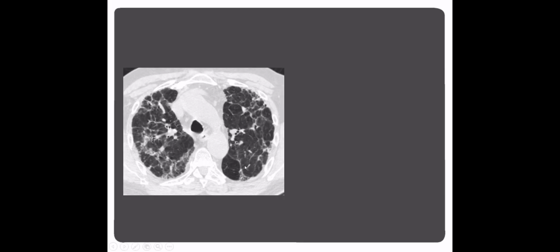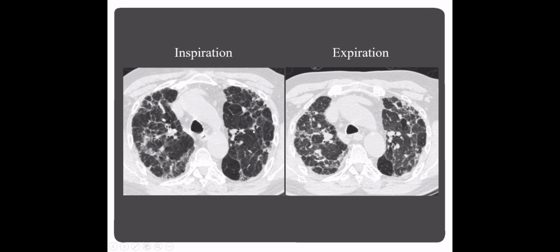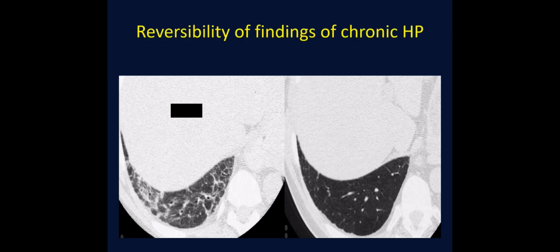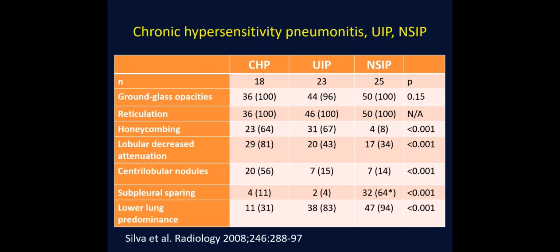Here's a patient with a more typical pattern, fibrotic appearance with traction bronchiectasis, but notice the areas of mosaic attenuation. Very important to do expiratory imaging in these cases because it will accentuate the areas of air trapping and identify areas that you didn't know had air trapping. And again, it's important to diagnose chronic HP because the management is different and some of these findings may reverse over time.